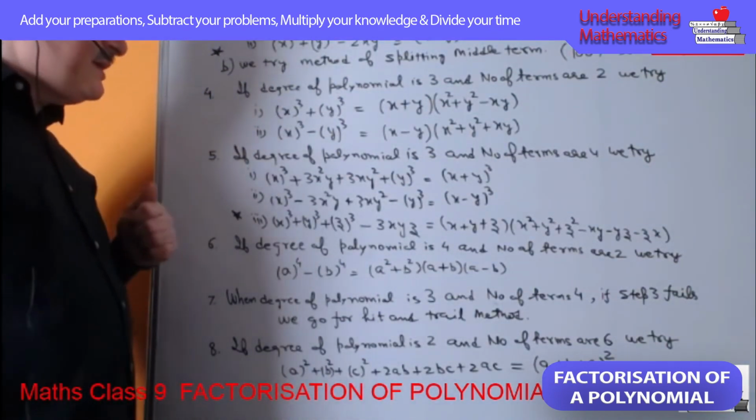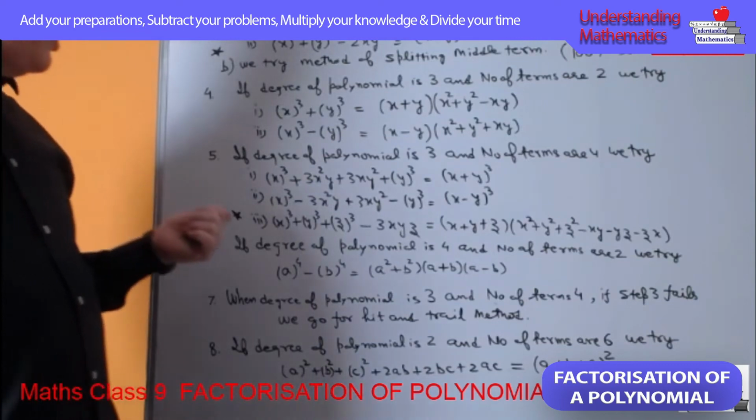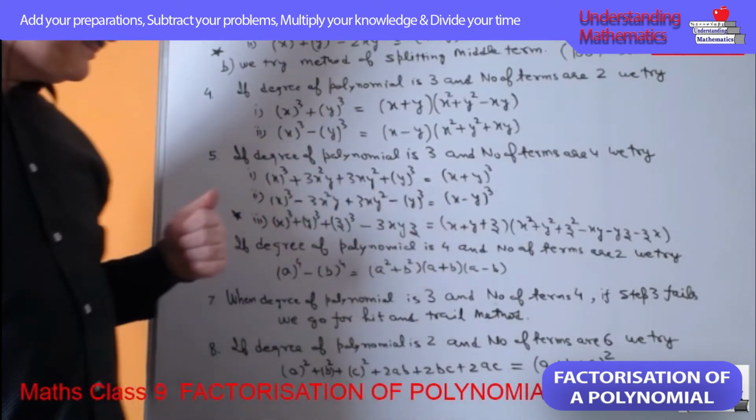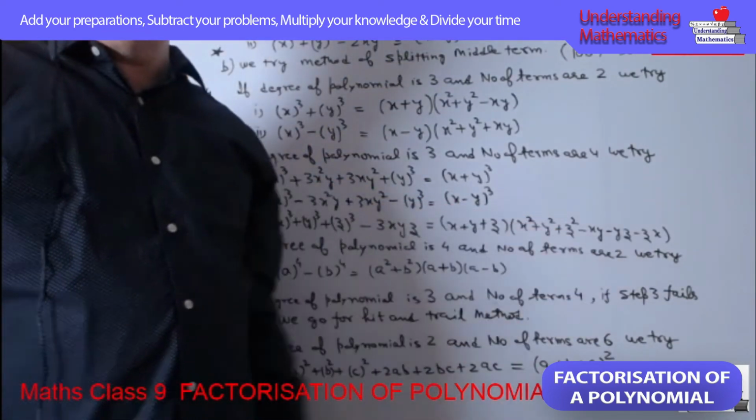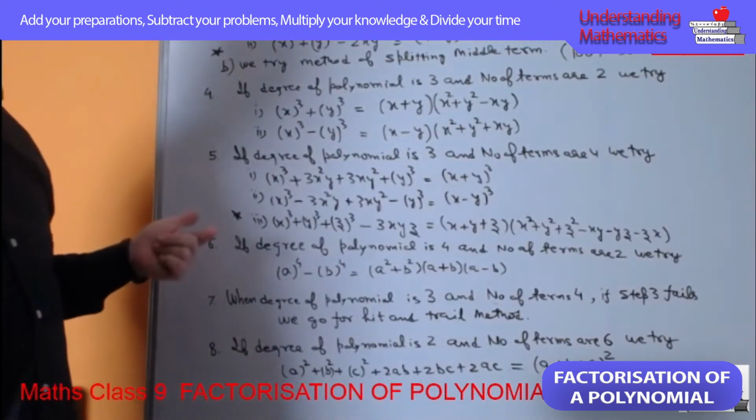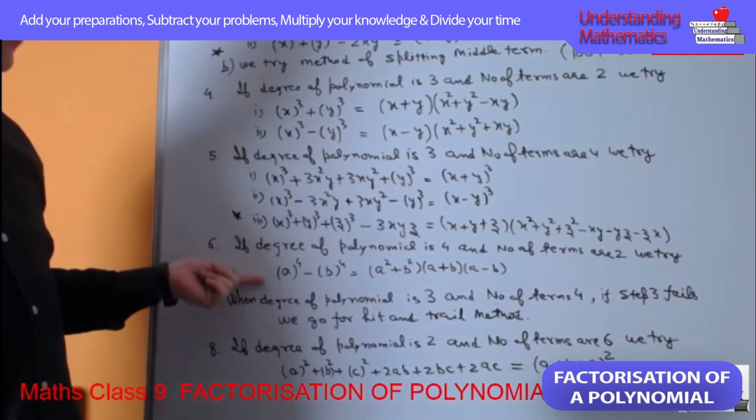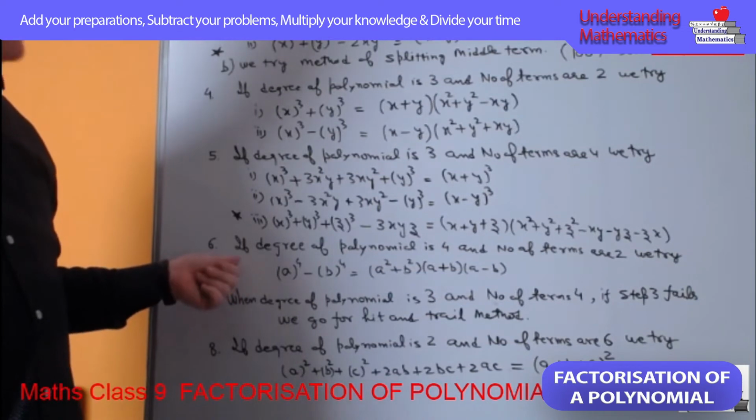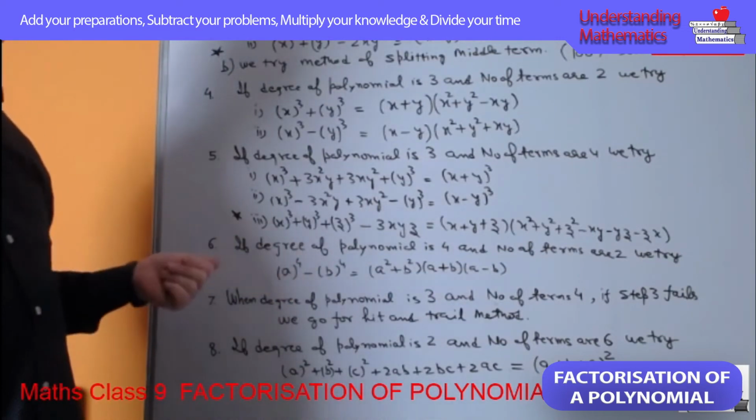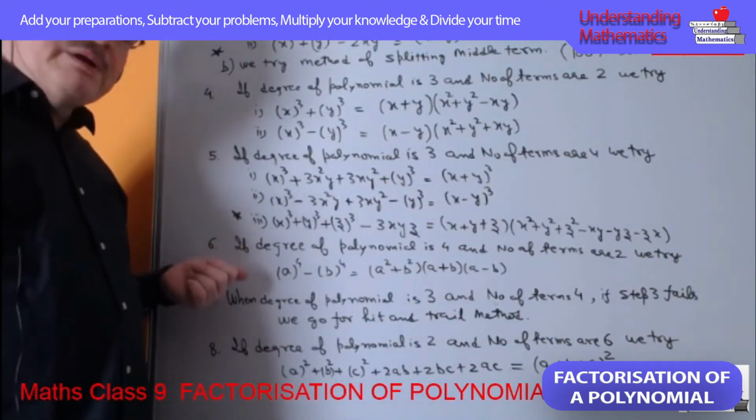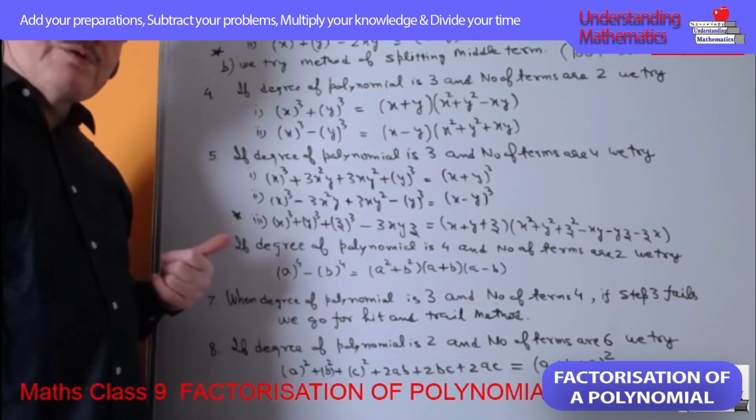Step number 6 says: if the degree of the polynomial is 4 and the number of terms is 2, as I said, degree 2, degree 3, degree 4, and in degree 4 there is only one unique identity, a^4 minus b^4. The first term will be raised to power 4 of some number and the second will also be raised to power 4 of some number.